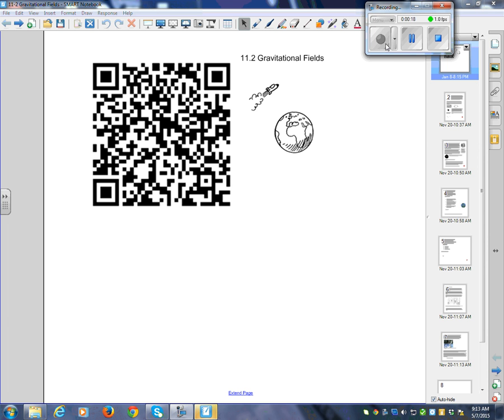Let's talk about gravitational field, and then we're going to talk some more about weight and weightlessness. And that's basically it for gravity. Then we'll get into friction, and then we'll have our test.